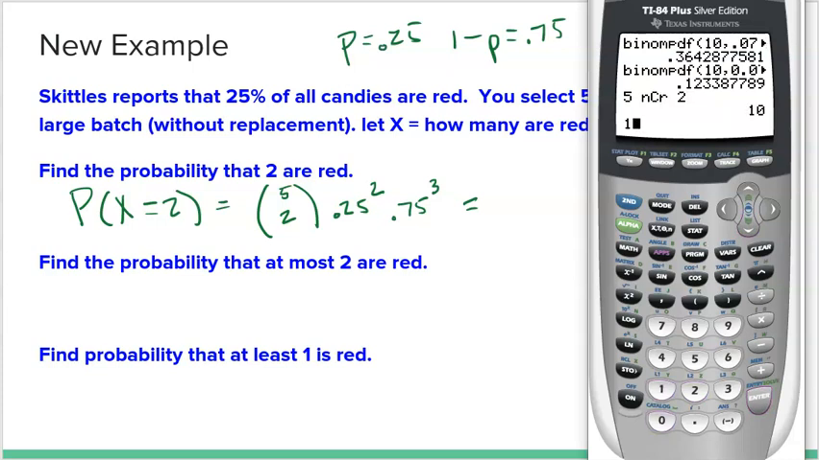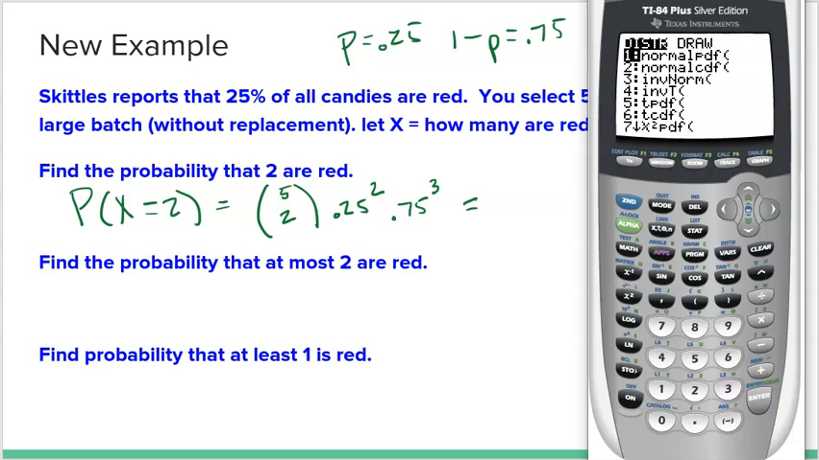Now we have to take those 10 options, times it by 0.25 raised to the 2, times that by 0.75 raised to the 3. Voila, we get our answer, 0.2637.